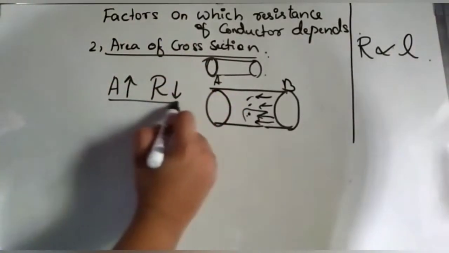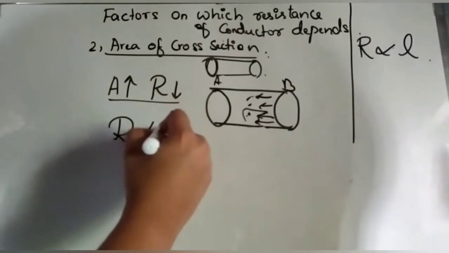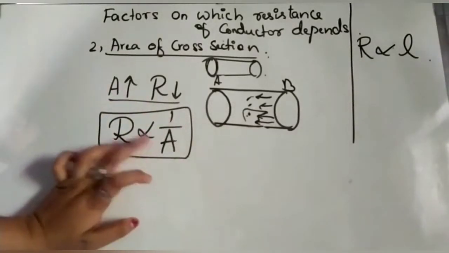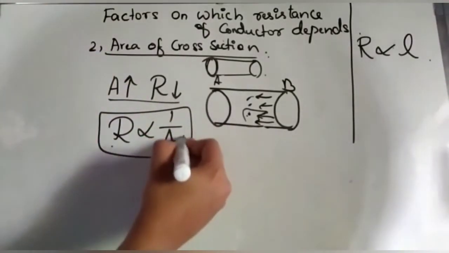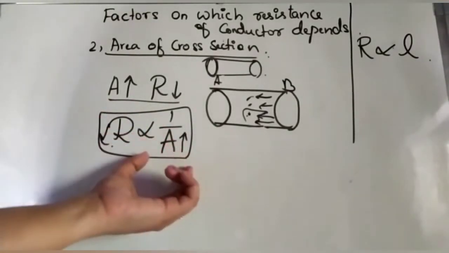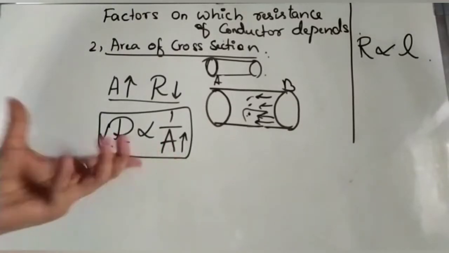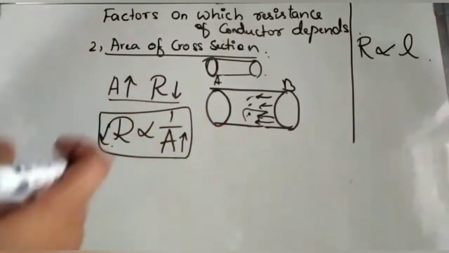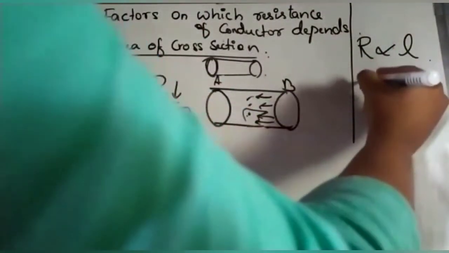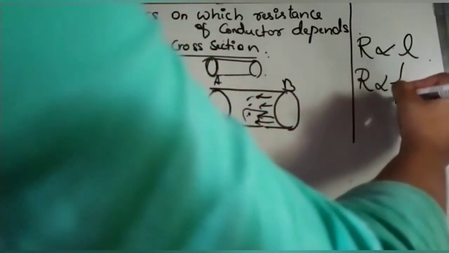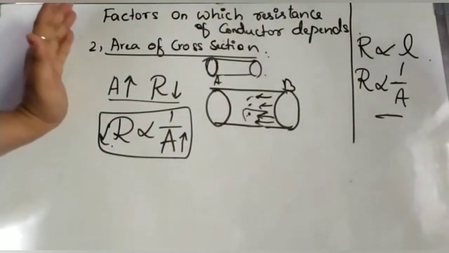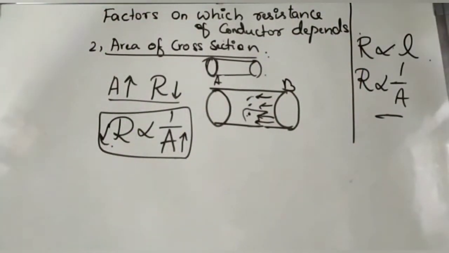That is why these two are inversely proportional. Resistance is inversely proportional to the area of cross section. If I increase the area of cross section, resistance will decrease. If I decrease the area of cross section, resistance will increase. So resistance is directly proportional to length, and resistance is inversely proportional to area of cross section. Two relations we have got, that is, two factors on which resistance depends.